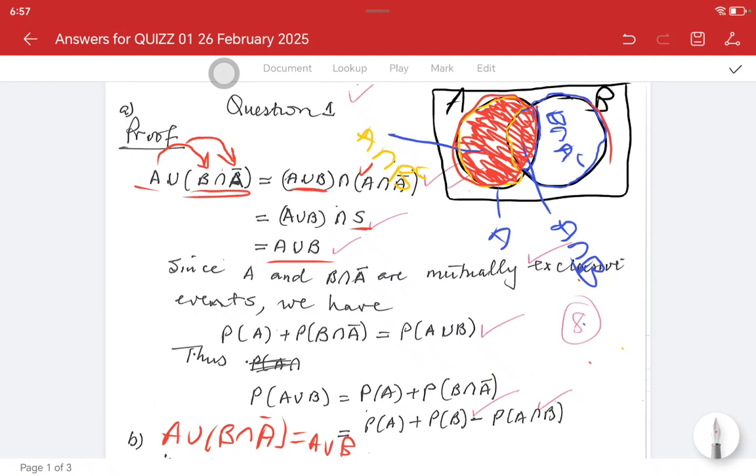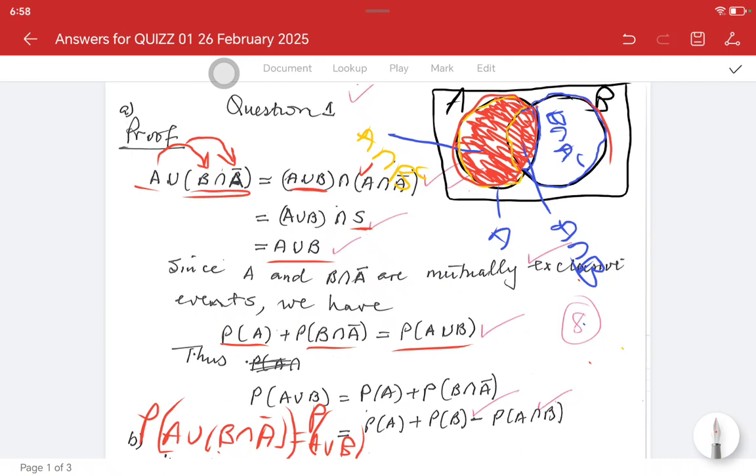So what you can do from here is introduce a probability. When you introduce P here, this will change to plus when you distribute. You just put P here. Then when you apply this probability, you say that this is the probability of A plus the probability of B and A complement. Then from here, you say that this is also the probability of A union B.